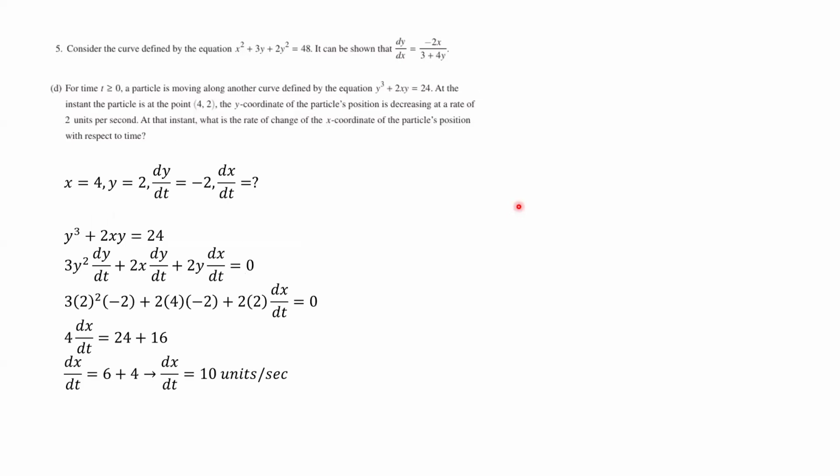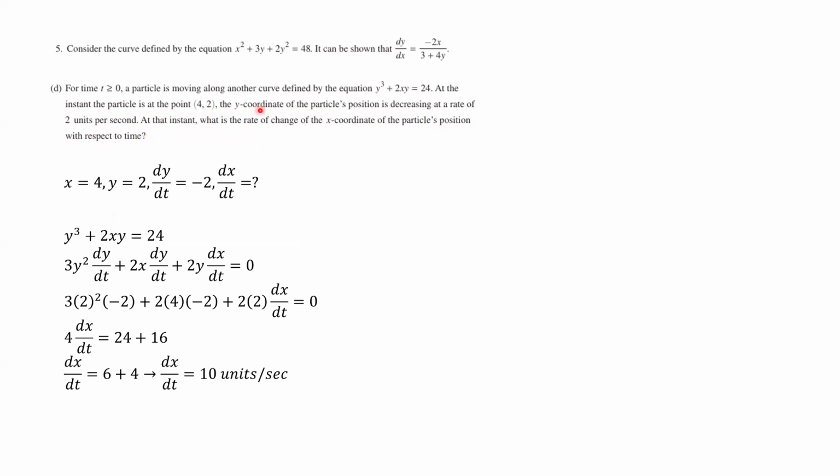Okay, part D, for time t greater than or equal to 0, a particle is moving along another curve defined by the equation. At the instant the particle is at the point (4, 2), the y-coordinate of the particle's position is decreasing at a rate of 2 units per second. Oh, this sounds like related rates. At that instant, what is the rate of change of the x-coordinate of the particle's position with respect to time?